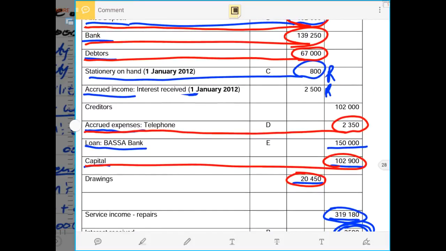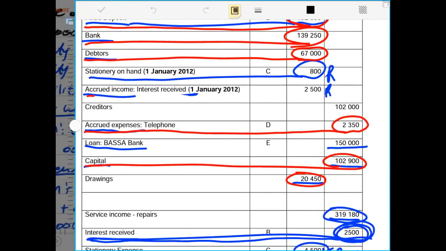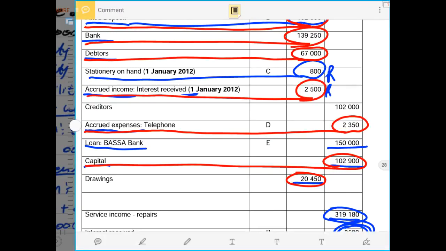And there was another accrued income. Okay, this was accrued income. There is the accrued income. We'll also account for that 2,500. So now we'll account for all the accruals immediately when we do the adjustments, where we first have to make reversals for all of them. So now let us continue on that same note.